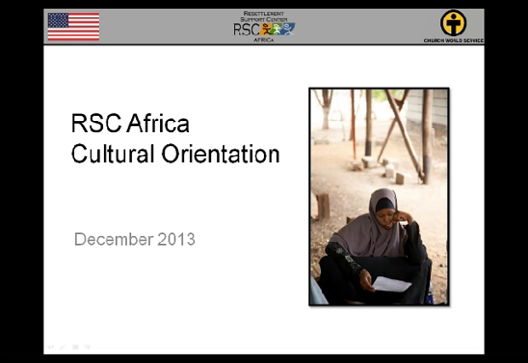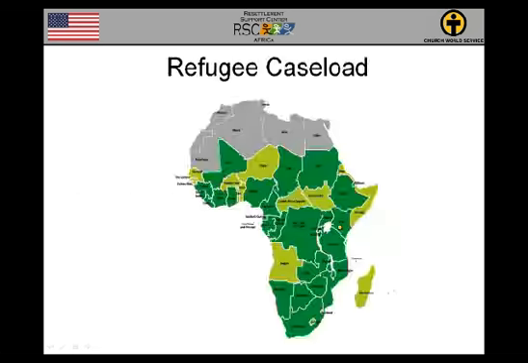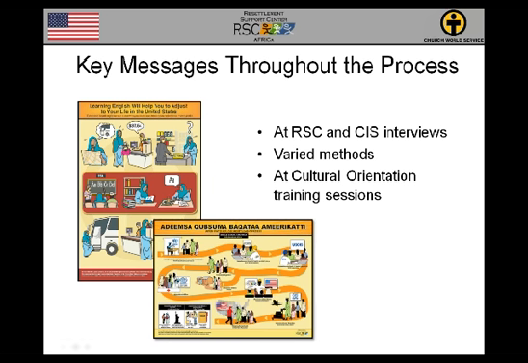Good afternoon. As Sonia mentioned, my name is Rhonda Fleischer. I'm the CO coordinator for RSC Africa. And I just wanted to start by reinforcing the idea that we do see CO as a continuum, and our role is very much focused on the pre-arrival part of a refugee's experience, travel, and the initial months in the U.S., in order to give them a good start for resettlement agencies to take it from there. We really try to incorporate key messages throughout the process.